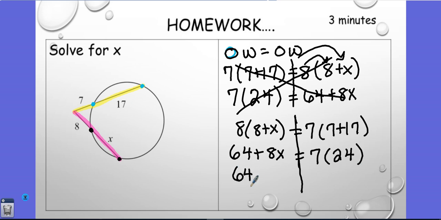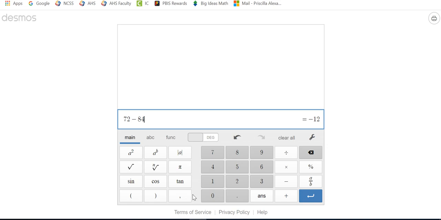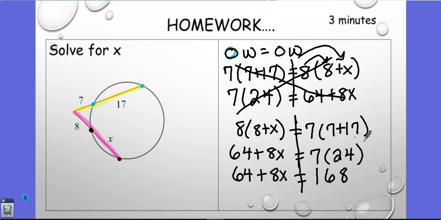Okay, so we get 64 plus 8x equals, what's that, 140 plus 28. 140 plus 28 is 168. And I'm going to go double check that. 7 times 24, 168. All right, I'm right on point.